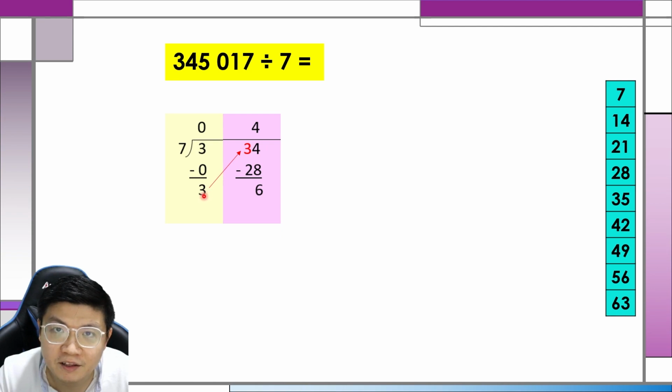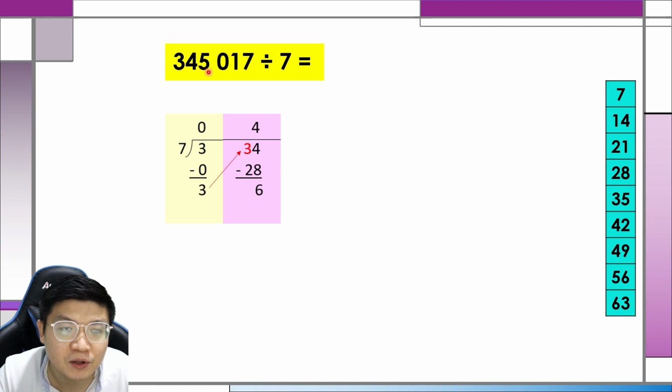But this remainder 3 will combine with the 4 now. Becomes 34. Alright? So for the second digit, it becomes 34 already. Now 34 divided by 7. Go look for the table. 7 enough, 14 enough, 21 enough, 28 enough, but 35 not enough. So we choose the closest, which is 28. It is actually 7 times 4, 28. After that, you subtract, I get 6. Alright, so remainder 6 again.